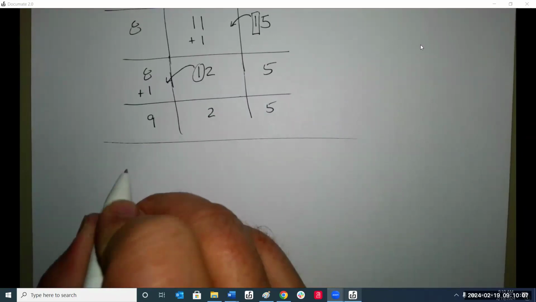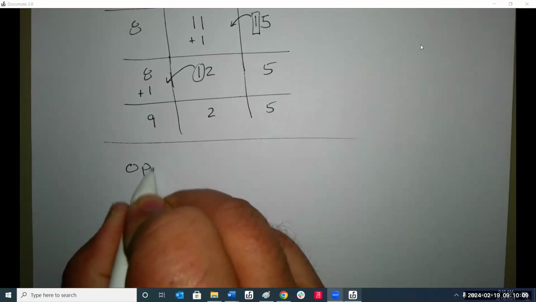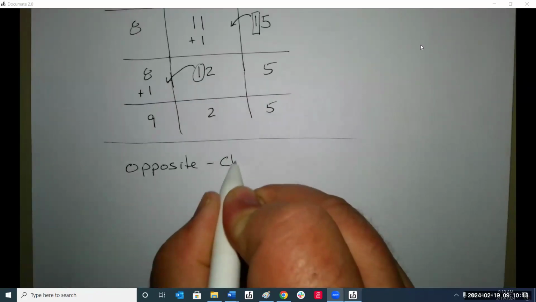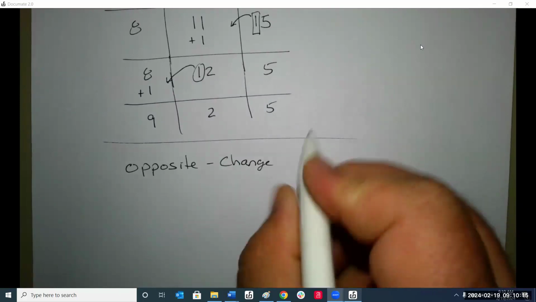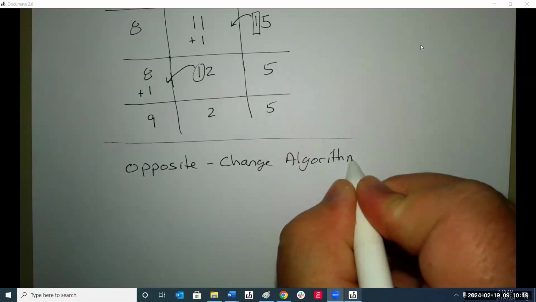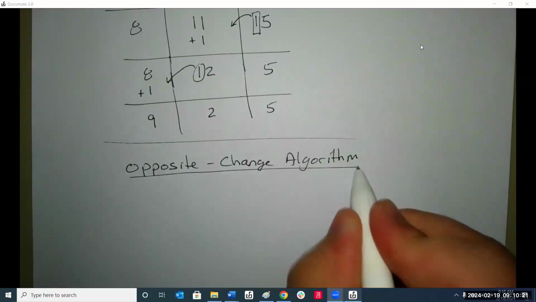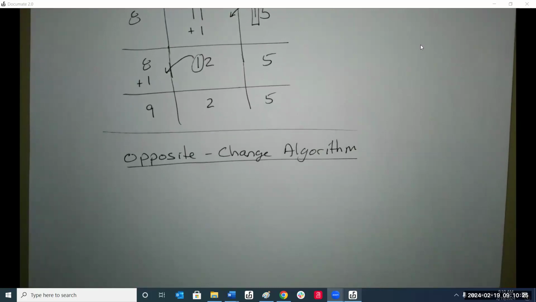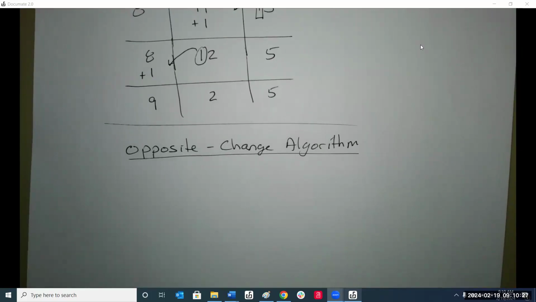Okay, now we have another method. The opposite change algorithm. This one could be confusing, but it actually helps us a lot because this is the method we kind of use when we estimate things really quick in our heads.